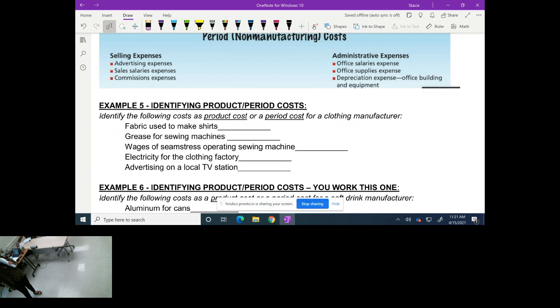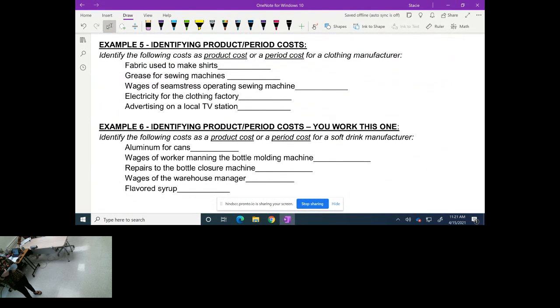All right, so let's identify these as product or period costs. Fabric to make shirts, would that be product or period? Product. These are pretty easy. Grease on the machines. Seamstress wages. Product. She's making the stuff.